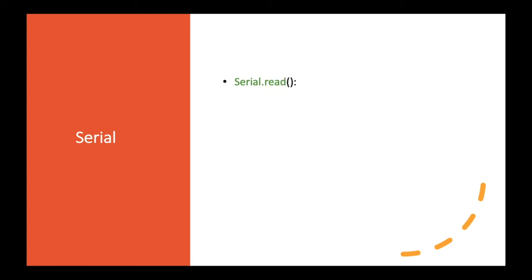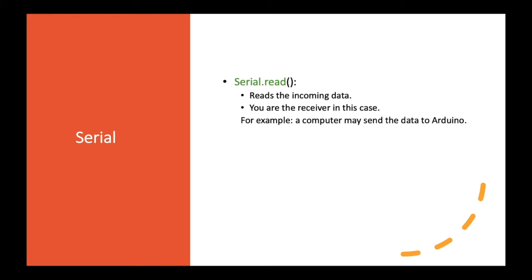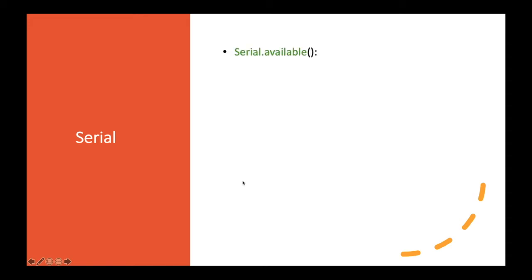Another function that is used is serial.read. Serial.read reads the incoming data. You are the receiver in this case. For example, a computer may send the data to Arduino and you have to use serial.read to read that data. Whenever we are reading something, we have to store it somewhere. So incoming data here is a variable of type integer, and that is used to store the data obtained from the serial channel. Here, serial.read will read the data and store that value in the incoming data variable.